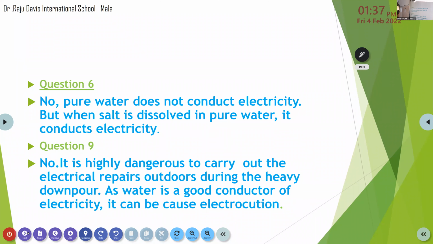No, it is highly dangerous to carry out electrical repairs outdoors during heavy downpour. As water is a good conductor of electricity, it can cause electrocution. What is the meaning of electrocution? Anyone know? Death happening because of electricity. That is electrocution.